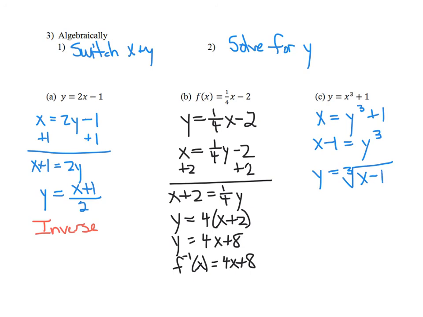Now, all of these are based on the fact that our original function was a one-to-one function. We could always go back and check to make sure that they were originally one-to-one functions by doing the horizontal line test. If you have any questions about this, please come to see me in the morning, and we'll be practicing some more in class with inverse functions.